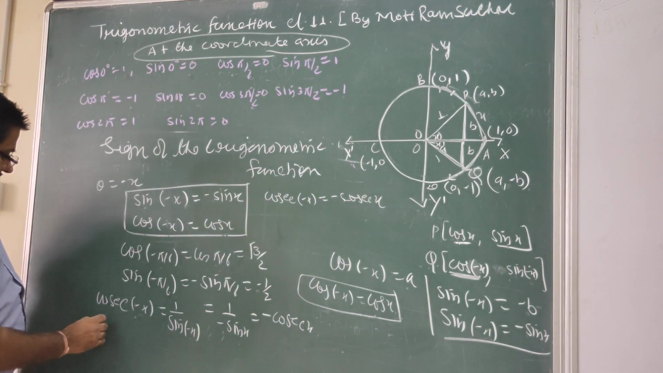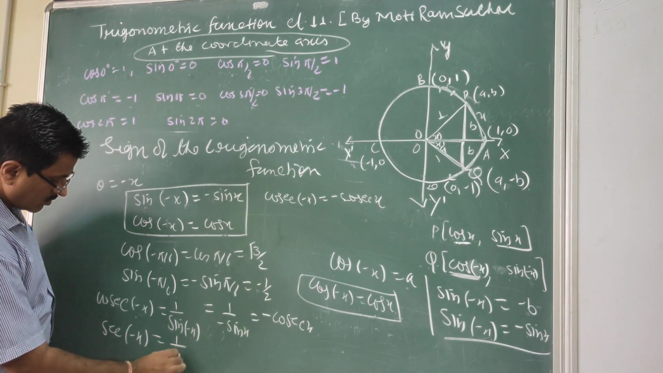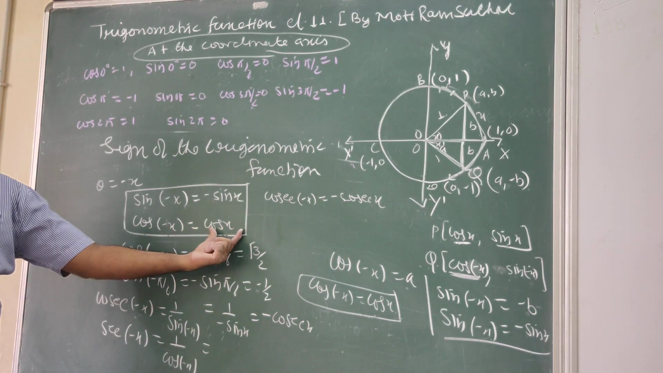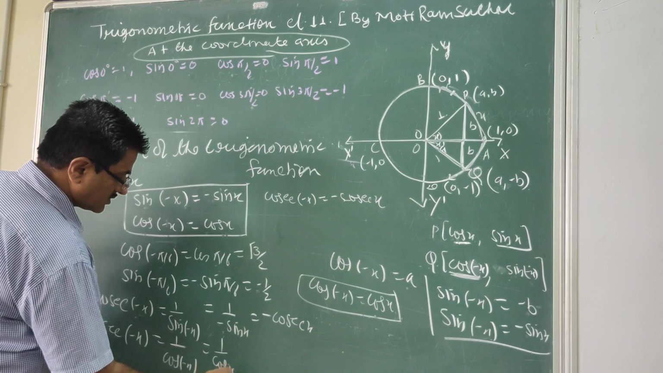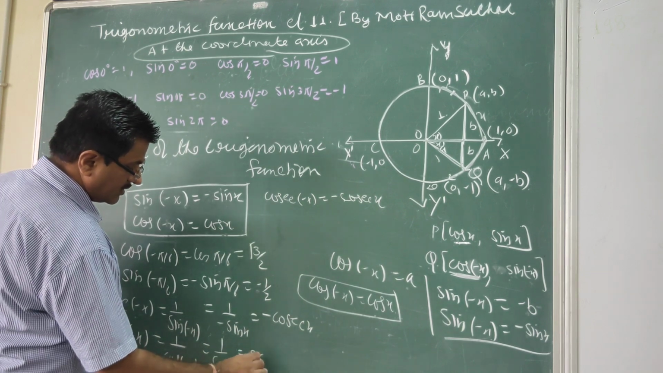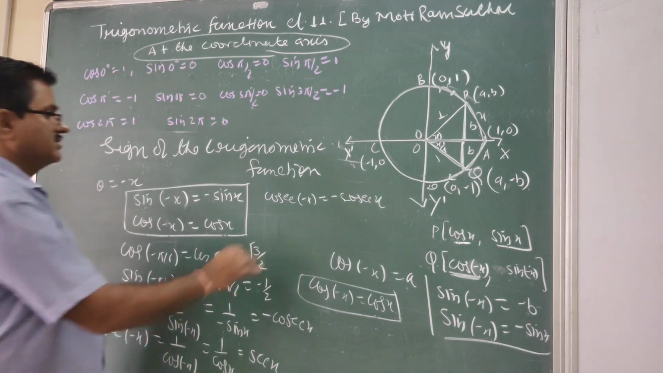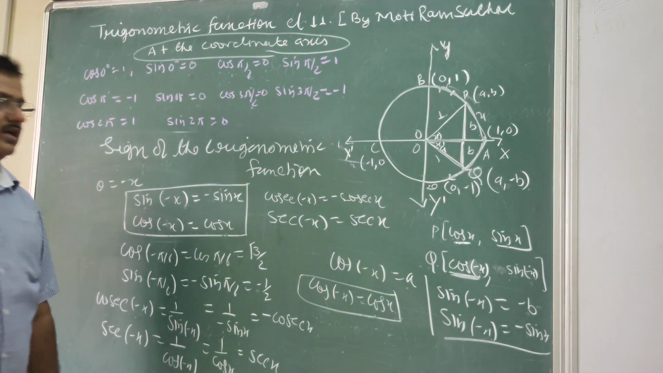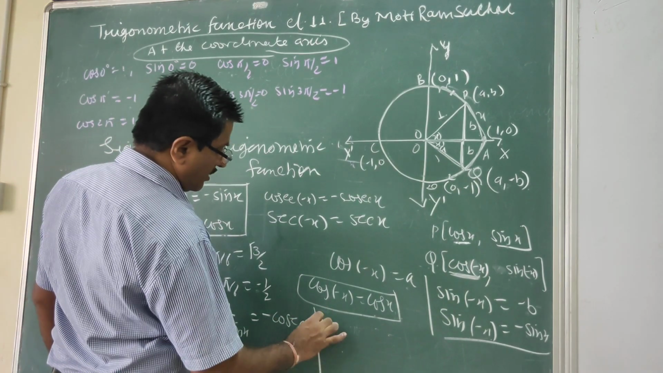Similarly, you can find sec of minus x equal to 1 upon cos minus x. Now cos minus x is equal to plus cos x. So 1 upon cos x, that is sec x. So you can say here the value of sec minus x will always be plus sec x. Value of sec minus x equal to sec x. There is no change in value. Cos will remain the same. Now similarly tan and cot we have to find.